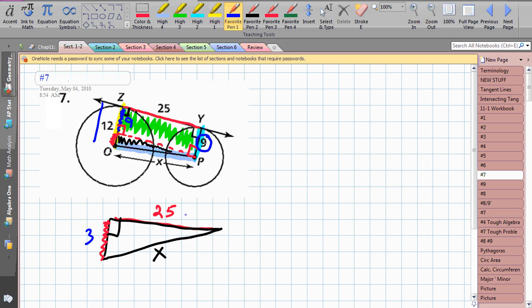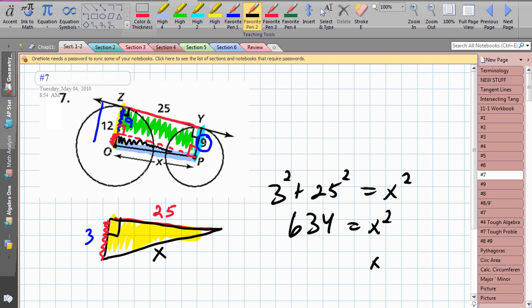So now we're good to go. Look at this. We have a triangle. Not only do we have a triangle, we have a right triangle. And I can set up Pythagoras in here. 3 squared plus 25 squared equals x squared. So let's see, what is that? 25 squared is 625. And I add that to 3 squared, which is 9. That's going to be 634. That equals x squared. And x is the square root of 634.